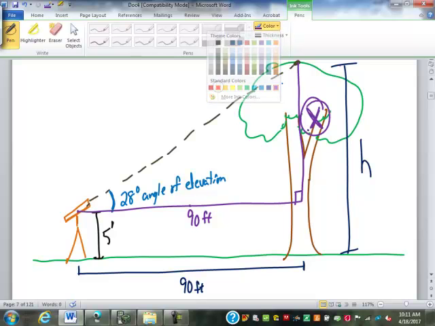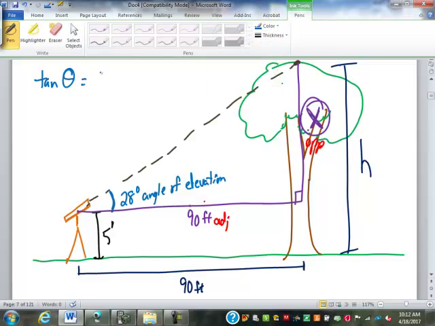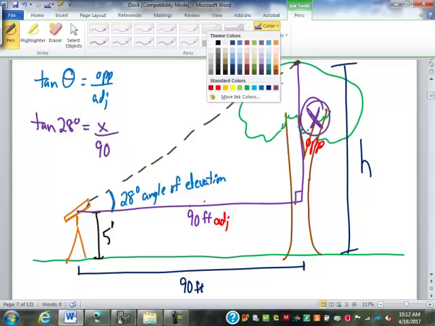X is which side? The opposite, the 90 is the adjacent. So I am dealing with a tangent. Tangent of an angle is opposite over adjacent. I know my angle is 28 degrees. My opposite side is X, that's what I'm looking for. My adjacent side is 90.